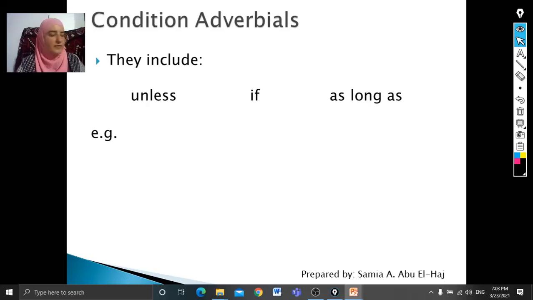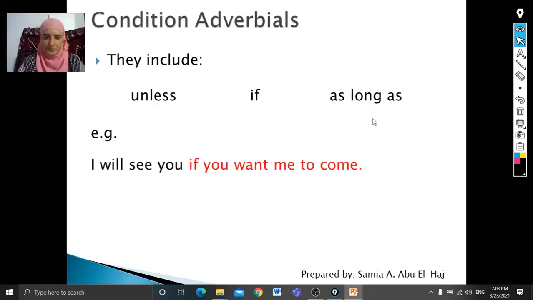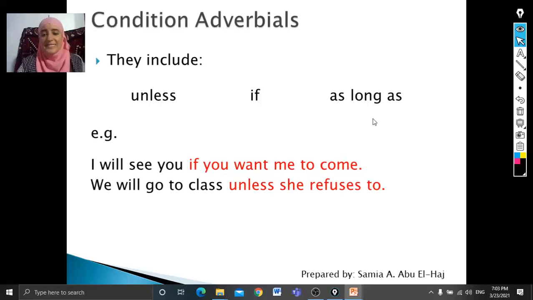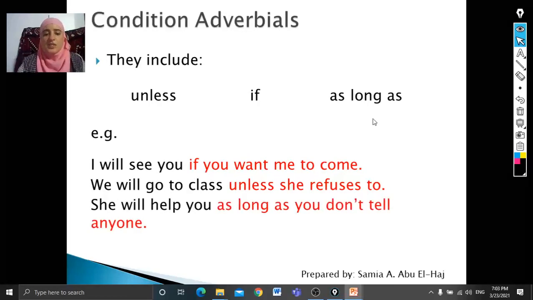So all of them have subject verb after them. All of them have subject verb after them. For example, I will see you if you want me to come. We will go to class unless she refuses to. She will help you as long as you don't tell anyone. So here we have subject and verb, subject and verb, subject and verb.